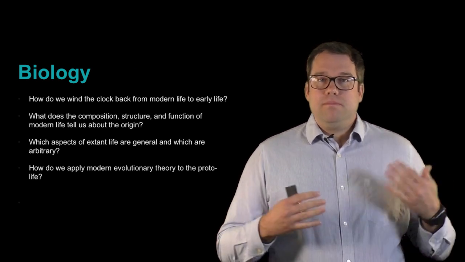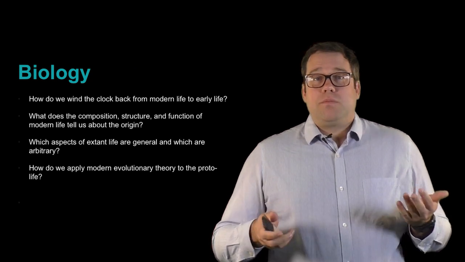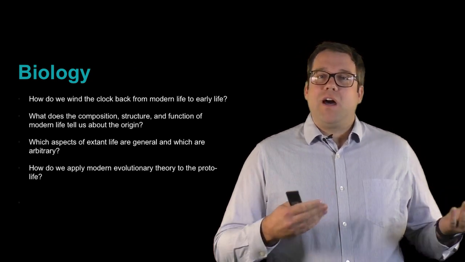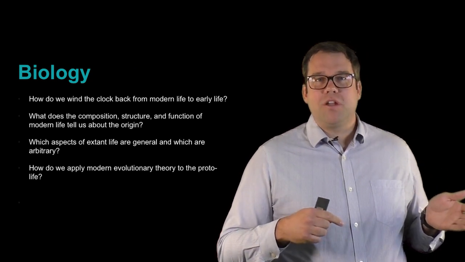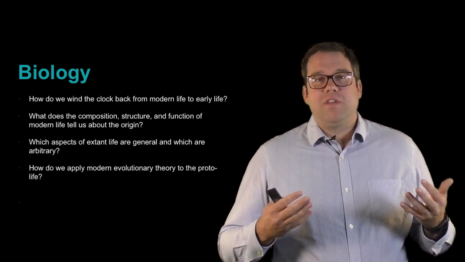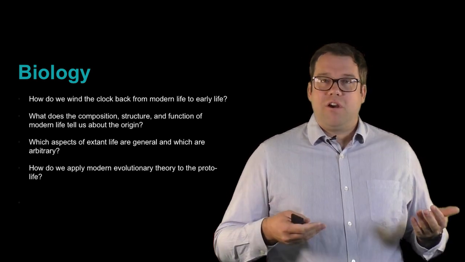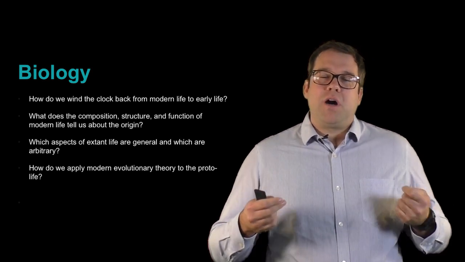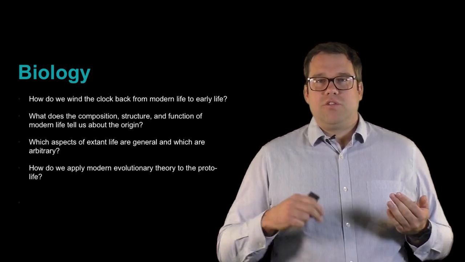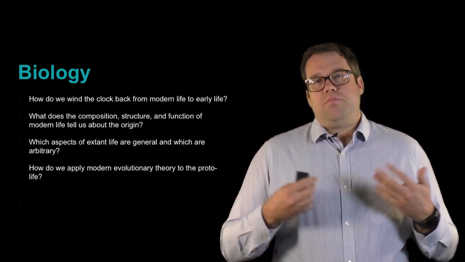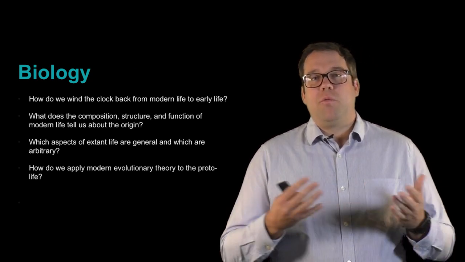So this involves taking a lot of phylogenetic or genetic perspectives to look back in time. It also involves asking questions like, what does the composition, structure, and function of modern life tell us about life's origin? Another way to say all of this is, which aspects of modern life are general and which are arbitrary? So what are the features that we see in modern life that are really essential to life through any origin and trajectory, and which are contingent on the particular evolutionary history that we happen to have seen for more recent life?